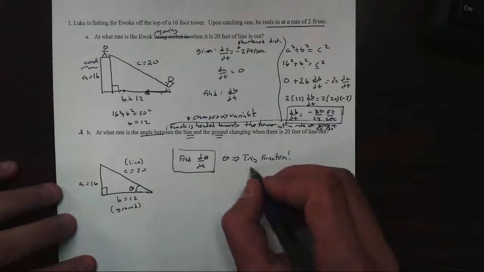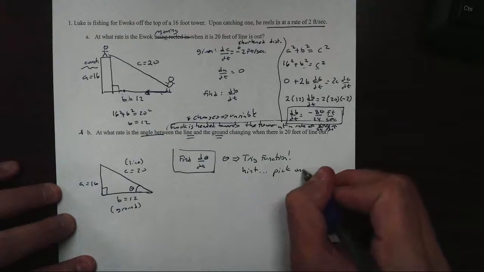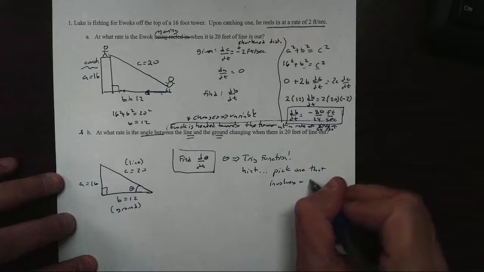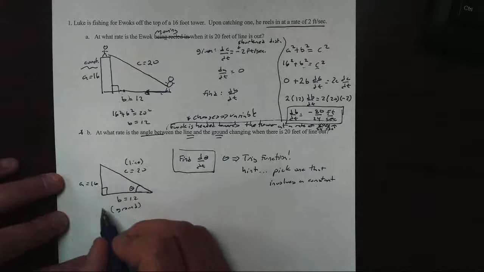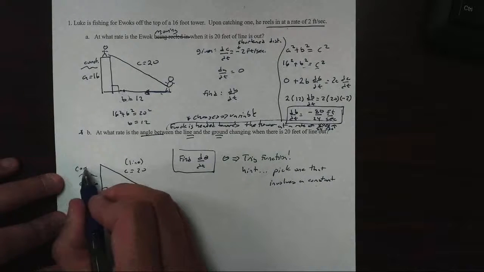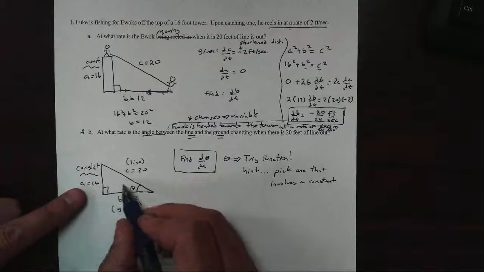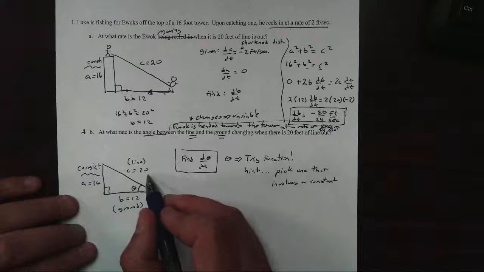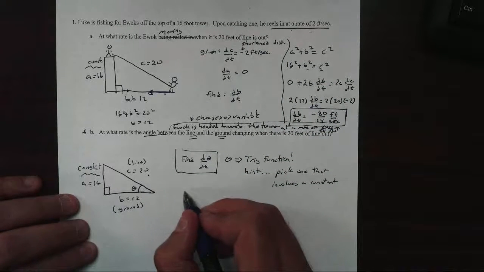But here's my hint. With trig functions, pick one that involves a constant. Makes it much easier for us. In other words, which value over here, A, B, or C, is a constant? Yeah, that length is never changing. So this is my opposite side, so I can use tangent, or I could use sine. So I'm going to use sine because I know the hypotenuse is changing at a nice value. Okay? So I'm going to use sine of theta in this case.